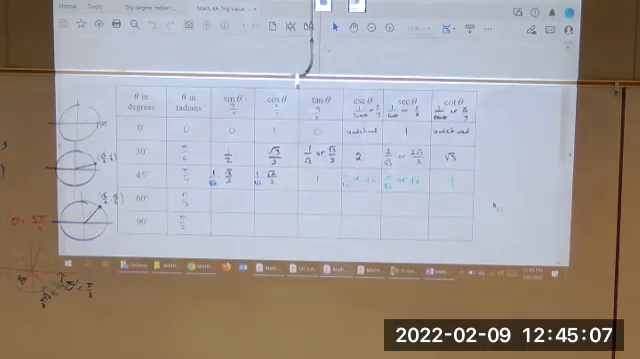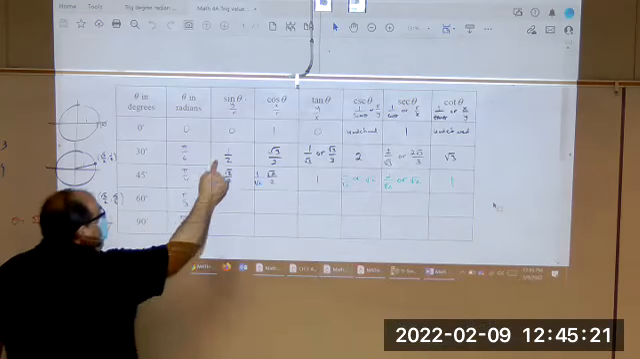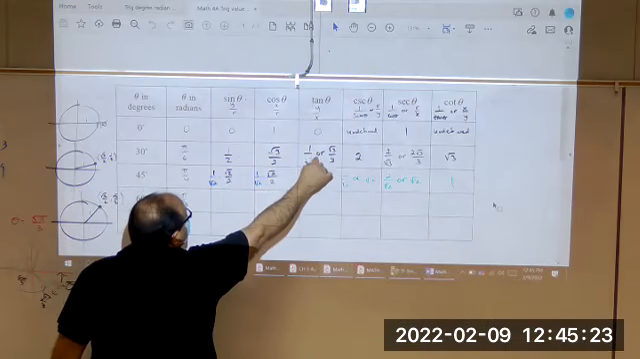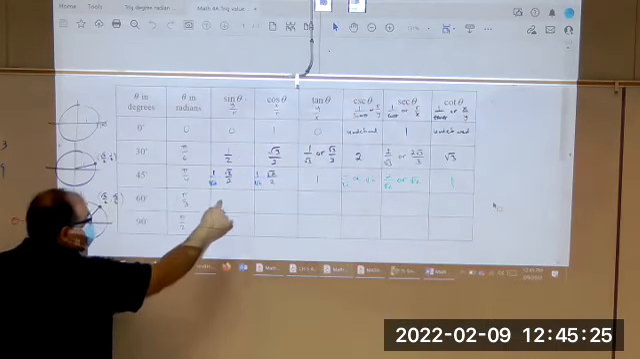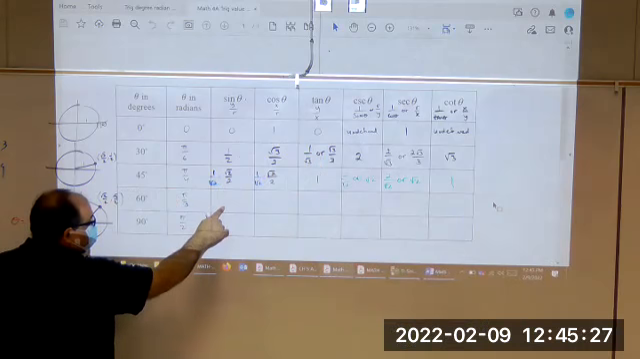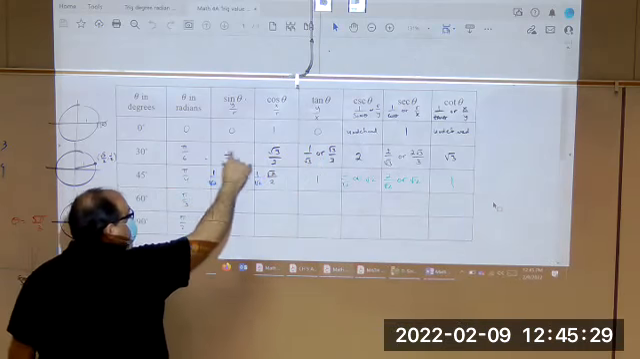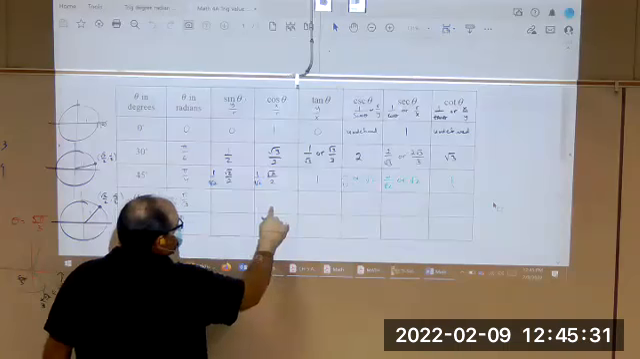30 and 60 are complementary angles. The sine of 30 is the cosine of 60, and the cosine of 30 is the sine of 60, because one's opposite is the other one's adjacent. So if you know the cosine of 30, that's going to be your sine of 60. And if you know your sine of 30, that's going to be your cosine of 60.